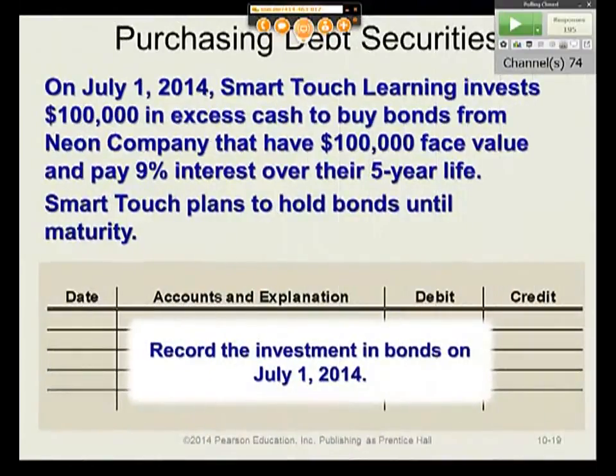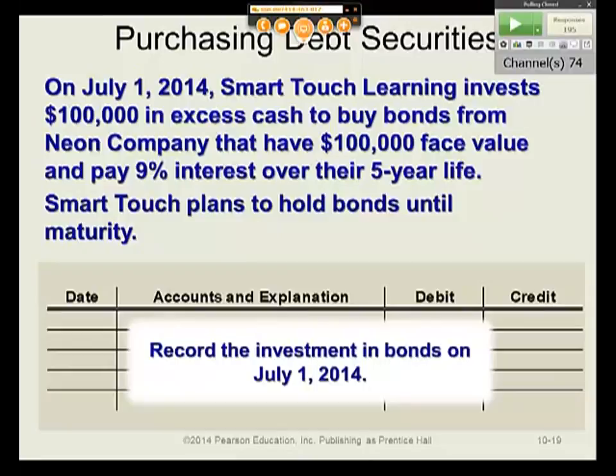So let's take an example, and this will again be something that might be useful for you for the exam on the receivable end. We're back to Smart Touch Learning. They invest $100,000 of excess cash to buy bonds, and bonds are really a group of notes payable. Bonds are usually sold in an issue. So when Apple went to the market to sell its bonds, it included hundreds of thousands of notes payable. Every bond is a separate note payable, and a bond issue is really a series of promissory notes. Each one of those notes, in this case, carries 9% interest over a 5-year life.